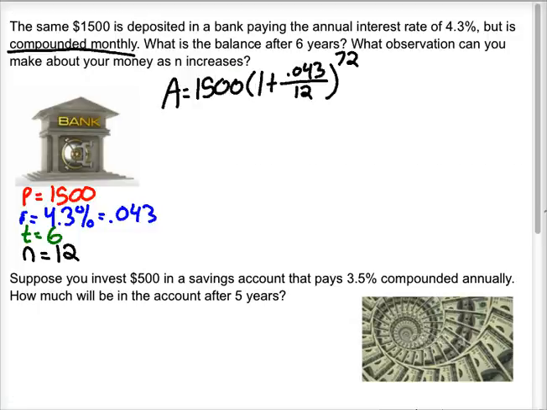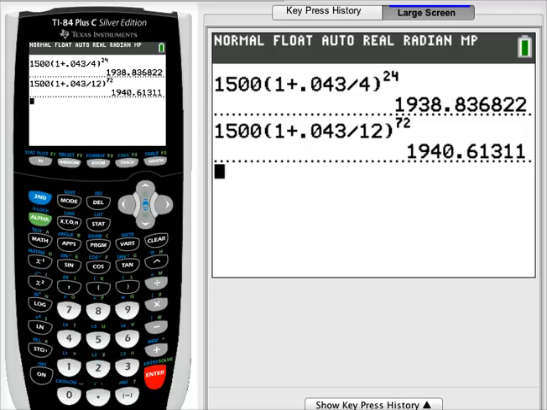So I'm going to get $1,940.61. Now, everything was the same except for that N. My N went from quarterly up to monthly. And I want you to notice what that did to my value. Notice I ended up making more money. The more something is compounded, the more money you end up making in the long run. So that's an important thing to realize. The more it's compounded, the more money that you're going to end up making.